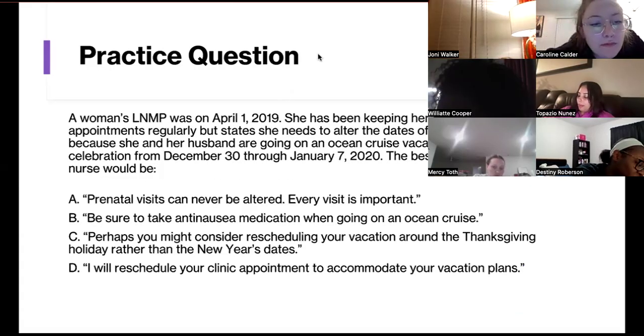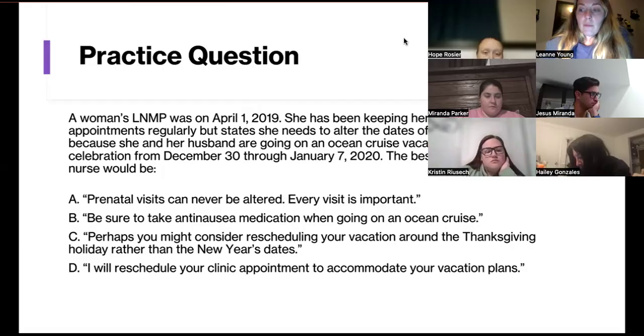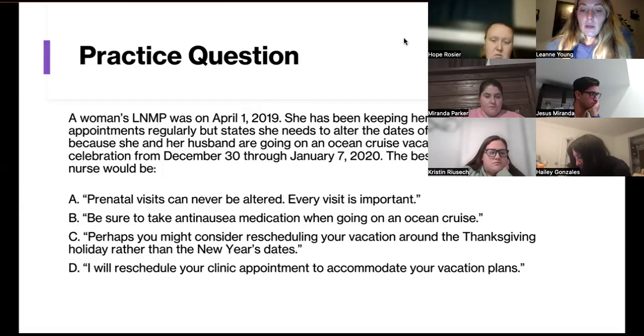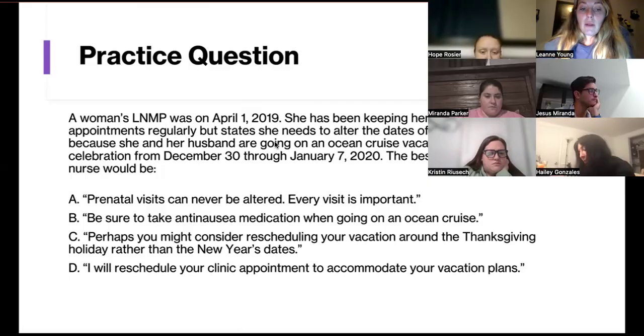A woman's last menstrual period was on April 1st of 2019. She's been keeping her prenatal clinic appointments regularly, but states she needs to alter the dates of a future appointment because she and her husband are going on an ocean cruise vacation for the New Year's celebration from December 30th through January 7th. The best response of the nurse would be, perhaps you might consider rescheduling your vacation around the Thanksgiving holiday rather than the New Year's dates.